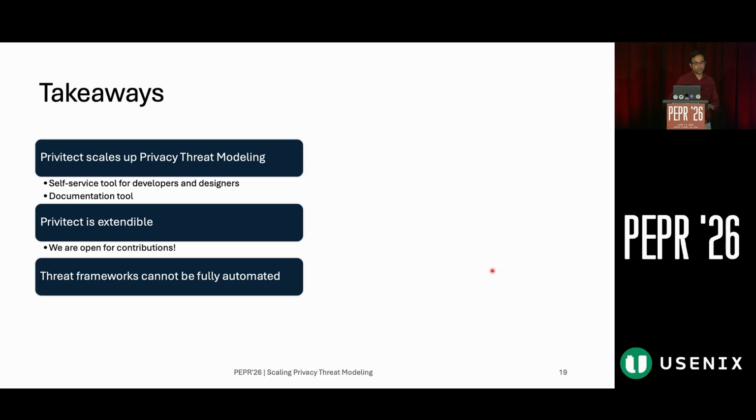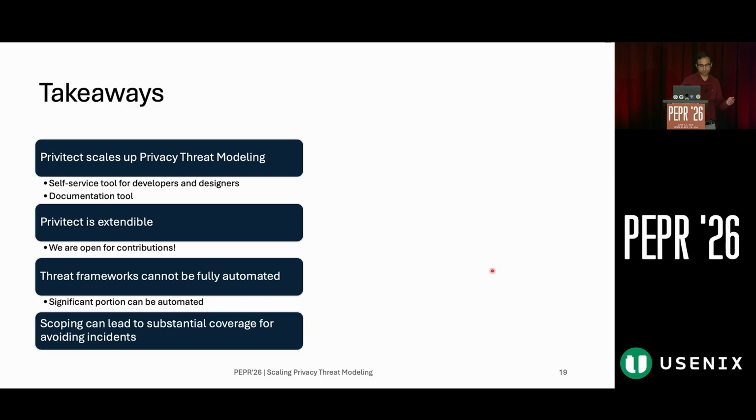Here we also saw that privacy threat frameworks cannot be fully automated. Just a percentage of them can be. But we saw that almost half or more than half can be automated. And finally, if we apply scoping strategies based on, let's say, your organization, you can cover substantial real-world incidents. You can basically detect such kinds of issues.